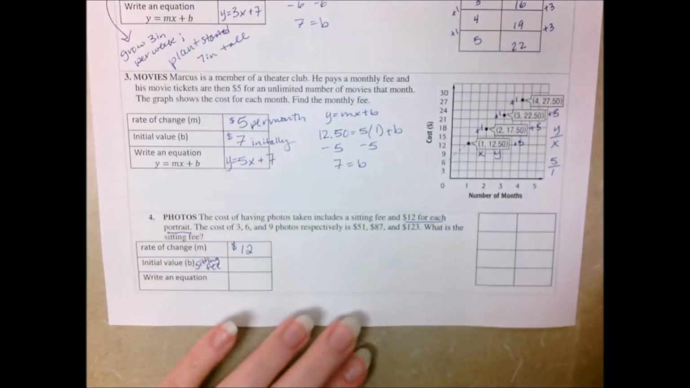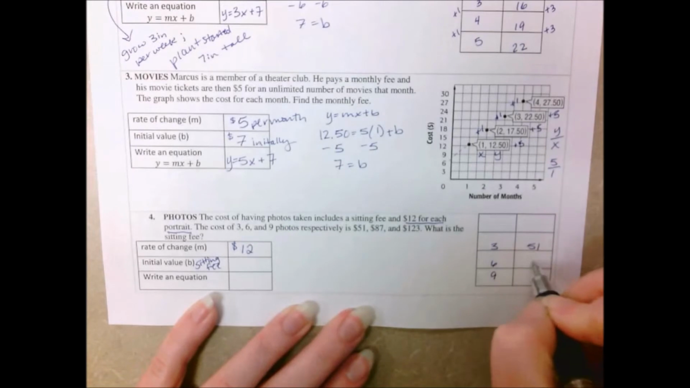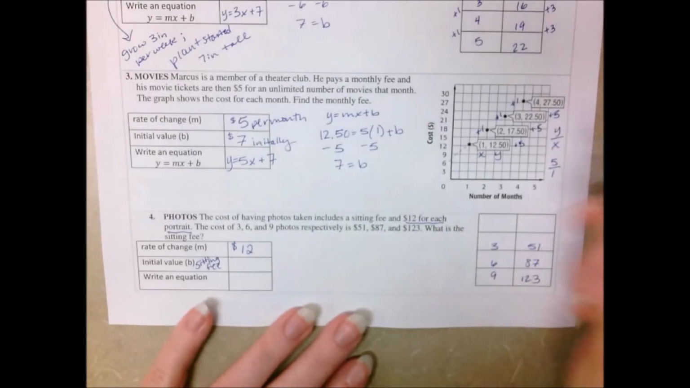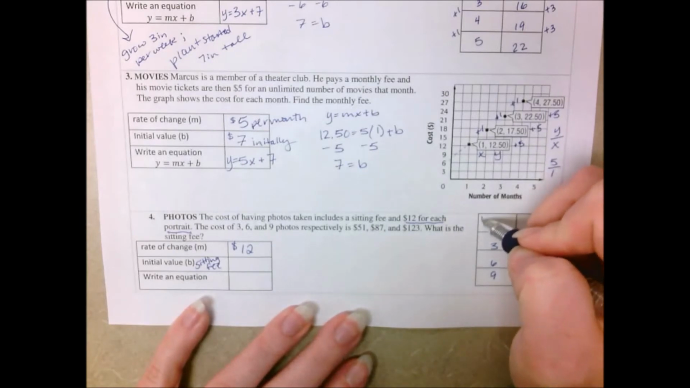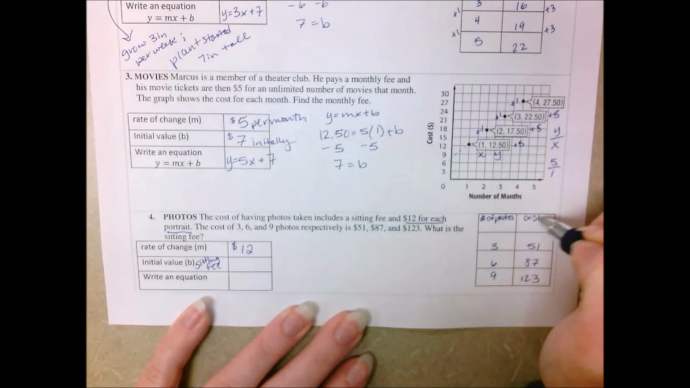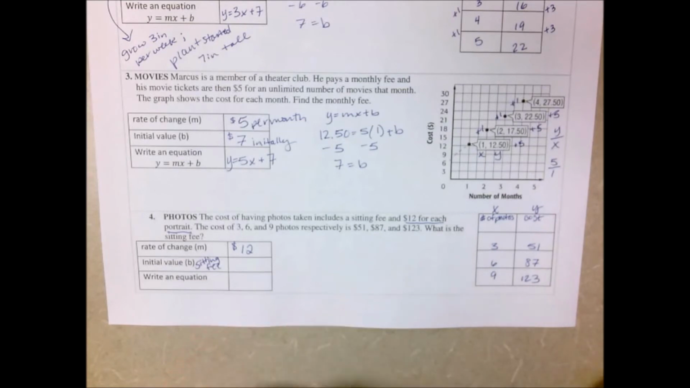The cost of 3, 6, and 9 photos is $51, $87, and $123 respectively. So that means that here, this is the number of photos, and then this is the cost. Again, always x, and then y in our tables. And we're trying to figure out the sitting fee.